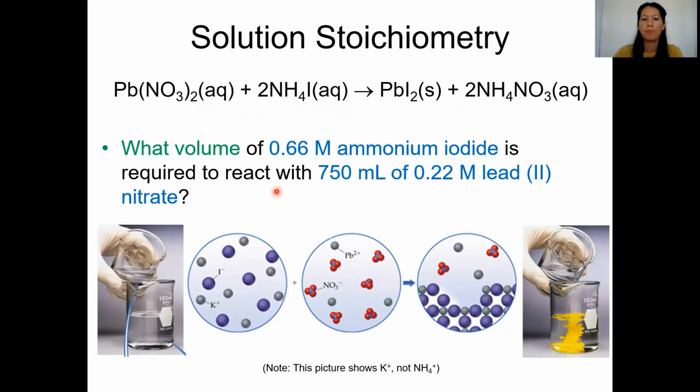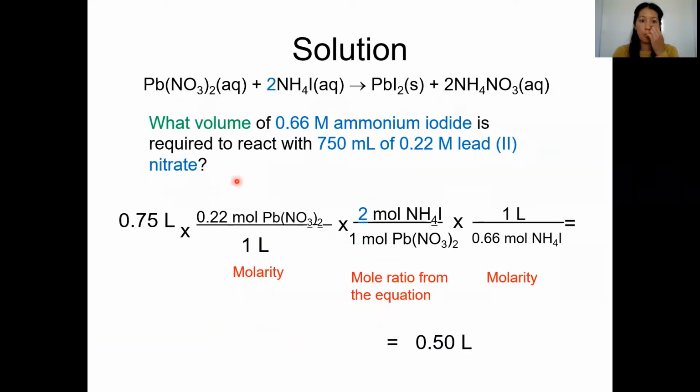So let's solve this problem. I just rewrote the problem. And when you encounter something like this, look at what you're given. You're given a certain amount of one of the reactants, the volume and molarity. So right there, you have the amount, the number of moles. All you do is put the volume in liters, so 0.75 liters multiplied by the molarity, 0.22. Make sure the volume and molarity are for the same compound, lead nitrate. Don't swap in the molarity of some other compound. Multiplying these two, liters cancel, you get moles. So that lets you now be in moles of lead nitrate.